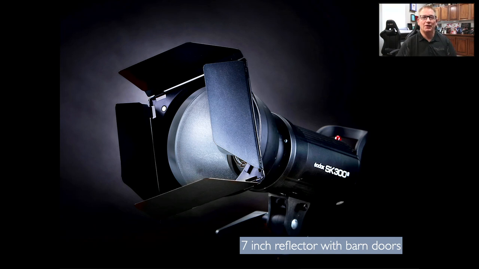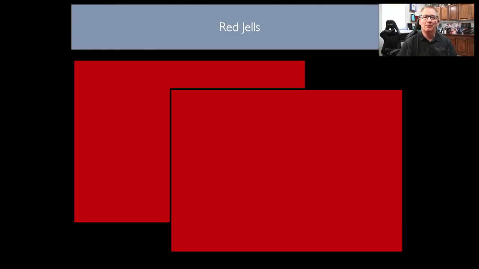On two of them, I'm going to have a set of barn doors, and what the barn doors let me do is control the light. I can narrow the light or make it a little bit wider coming out of the reflector. I'm also going to be using two red gels.